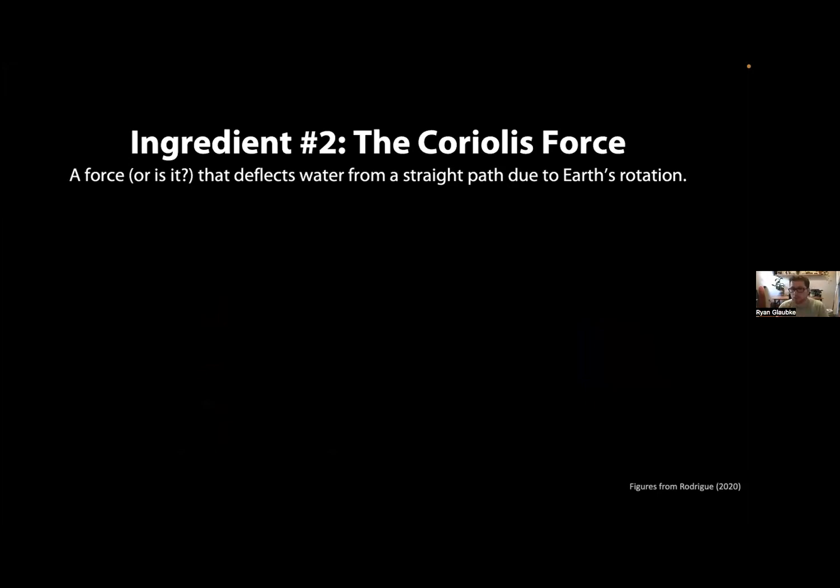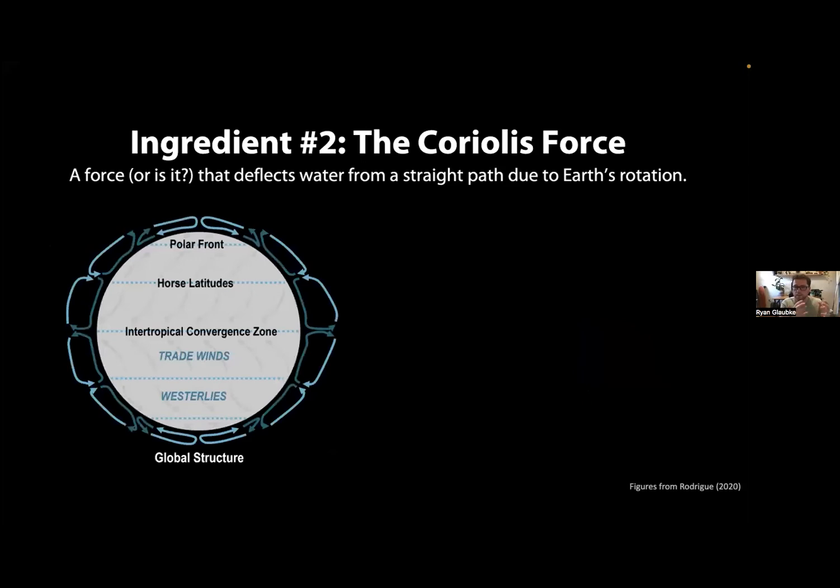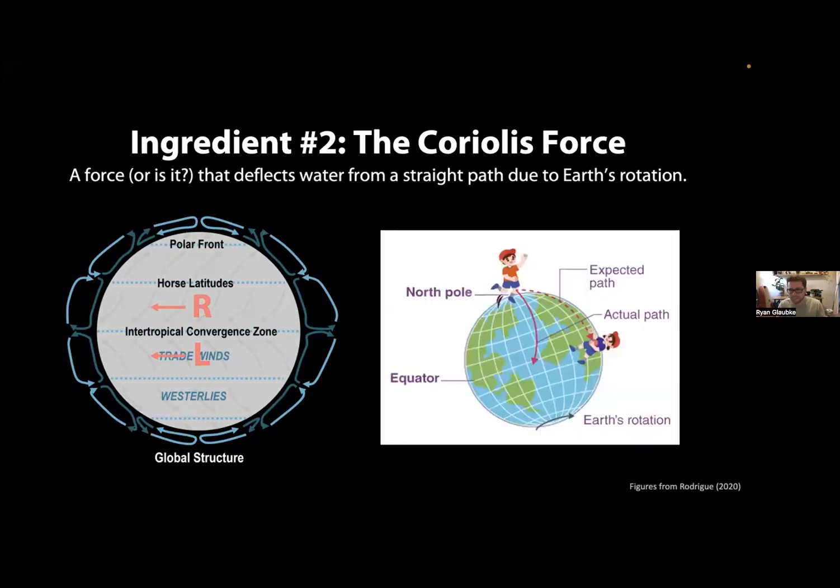So remember Earth's wind patterns I just mentioned earlier. We see some curvature in the winds right here, and that's due to the Coriolis Force. In the northern hemisphere, those winds are being deflected off to the right, and in the southern hemisphere, they're being deflected to the left.